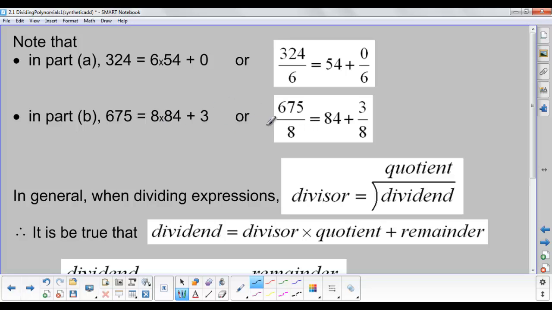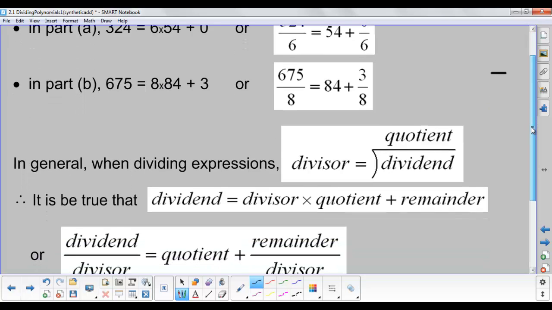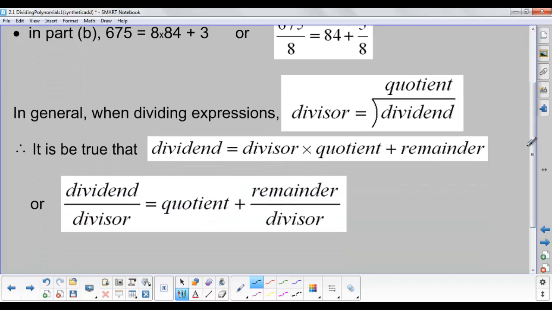So when dividing polynomial expressions, these are the terms that you need to memorize. The dividend is the thing that you are dividing. The divisor is the thing that's doing the dividing, and the quotient is the answer.